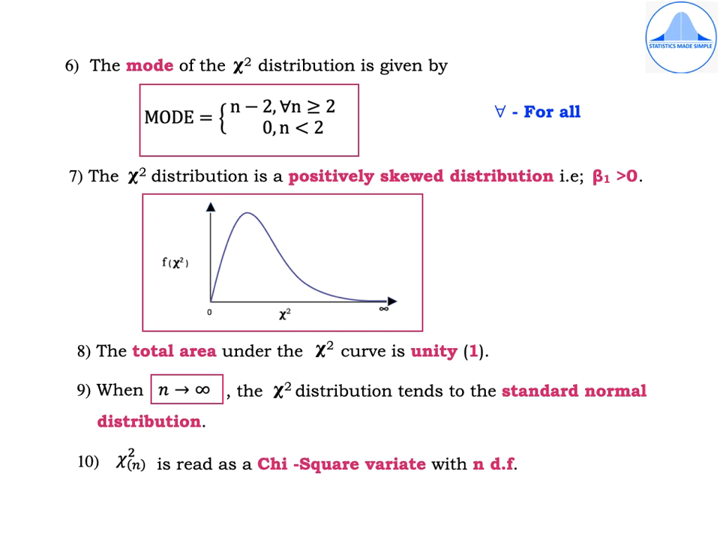The eighth property, the total area under the chi-square curve is unity or 1. Just like we had learnt that for the normal distribution also the total area under the normal curve is 1. Here the total area under the chi-square curve is also 1. And when n is very large, that means when n tends to infinity, the chi-square distribution tends to the standard normal distribution. And the 10th property, chi-square, and then you have the subscript as n, is read as a chi-square variate with n degrees of freedom.